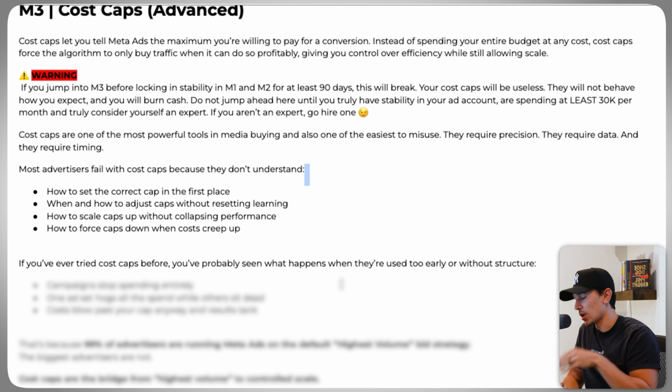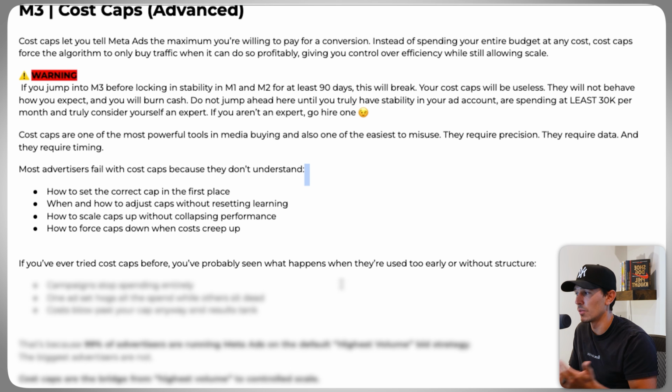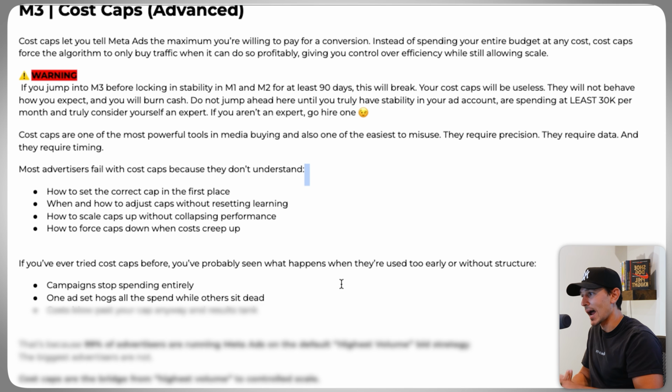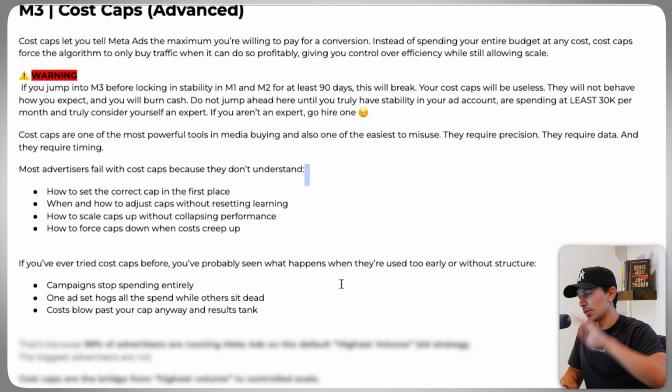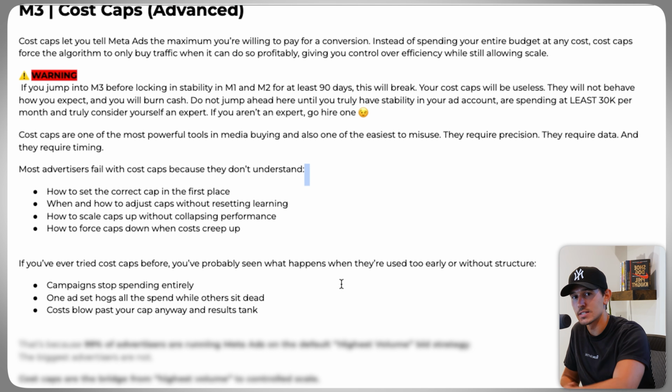Now, if you've ever tried cost caps before, it's very likely you ran into at least one, probably all three of these. One, campaigns stop spending entirely, or ad sets stop spending entirely. Two, one ad set hogs all of the spend, usually the one that has the highest cap, and all the others are left completely dead. And then three, costs blow past your cap and results tank, meaning you set a $50 cap and everything's at $70 and it's still spending. You're asking yourself why this isn't what it says it's going to do.